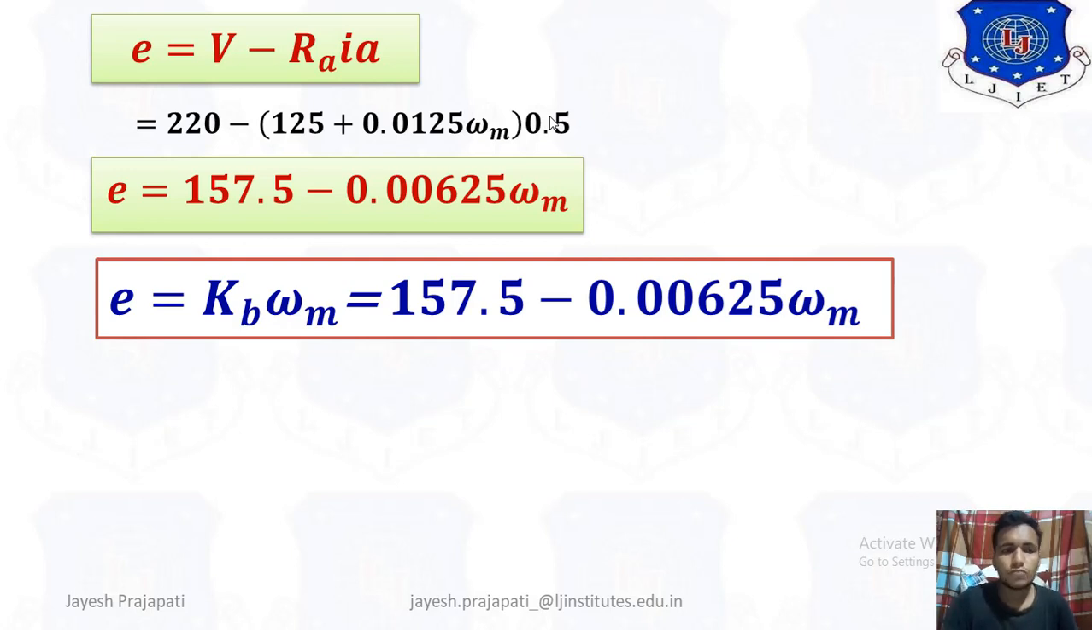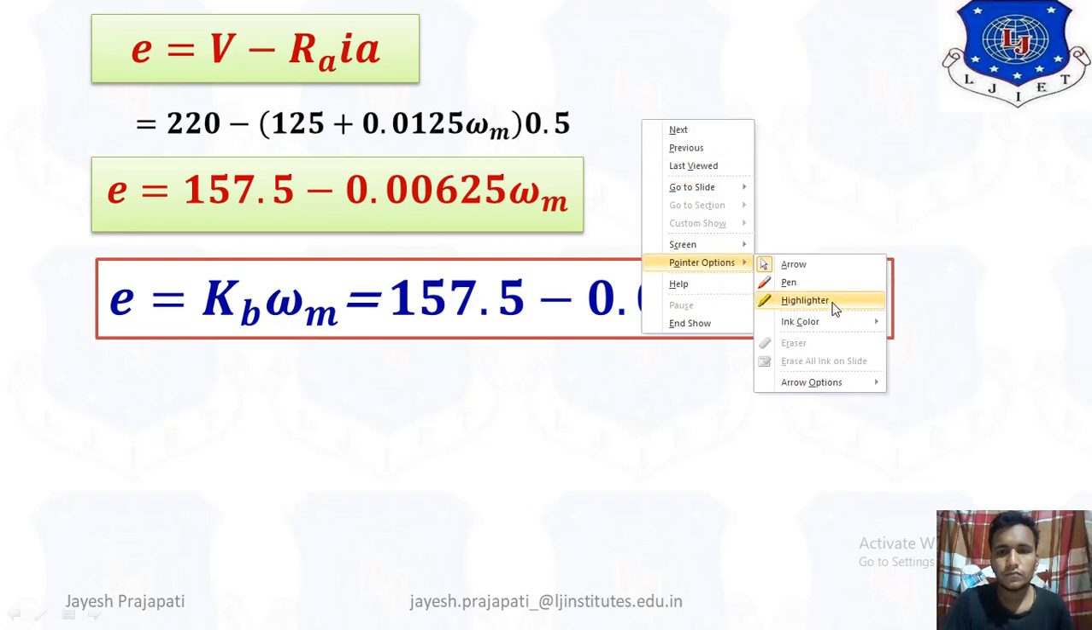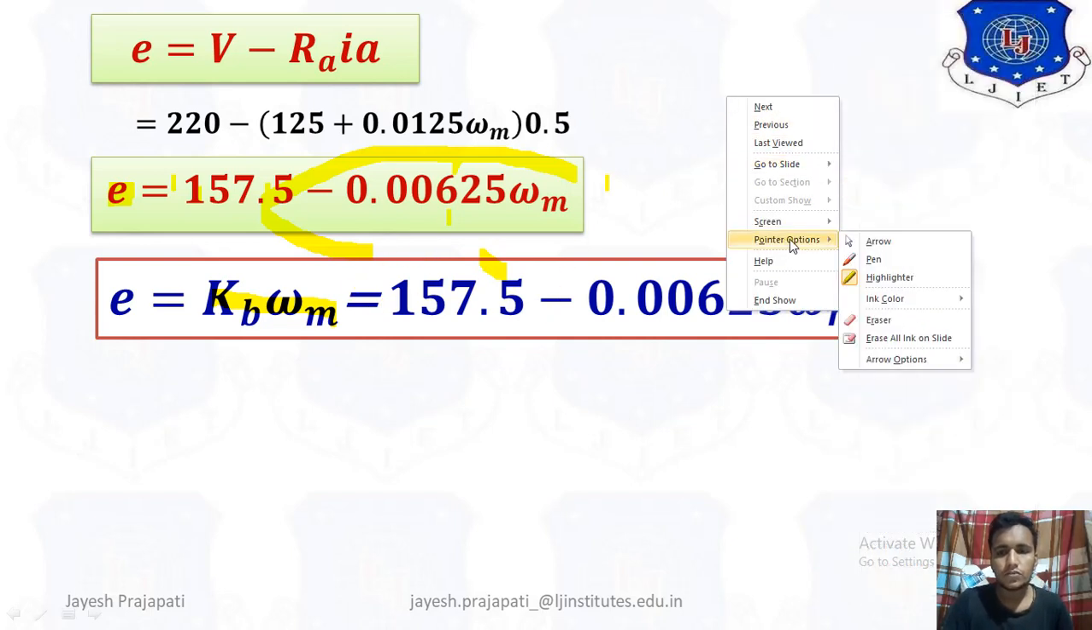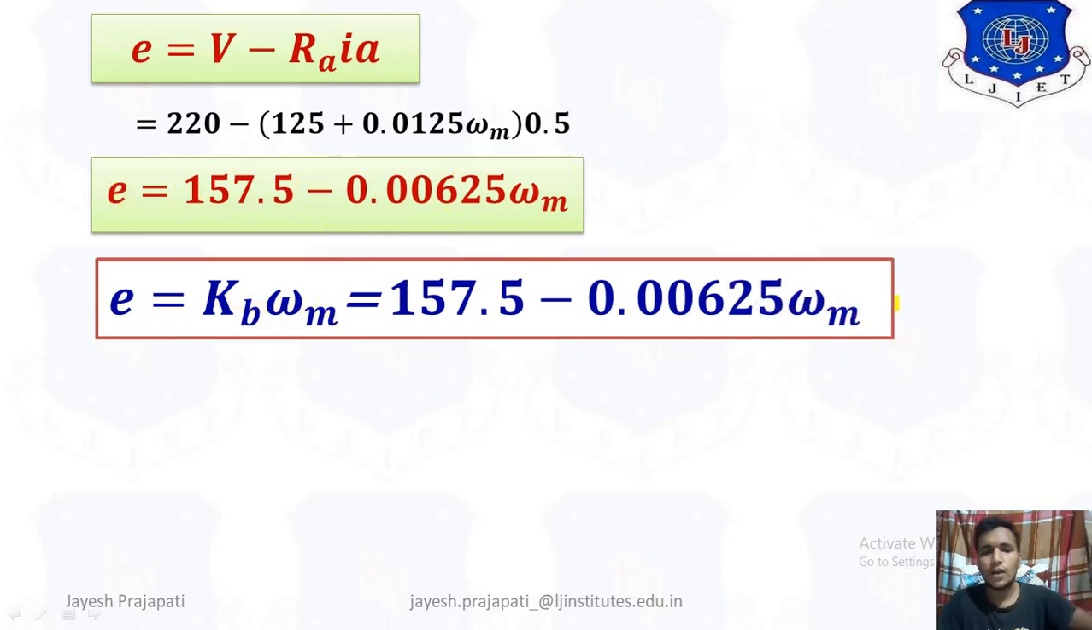So we write down this equation. E is equal to Kb into omega m, which is equal to this whole equation that we enter here, that is 157.5 minus 0.00625 omega m. Now we know that the Kb value is equal to 0.8.